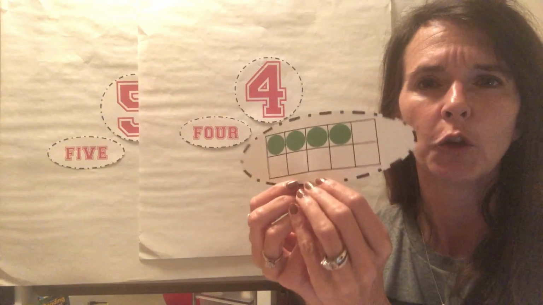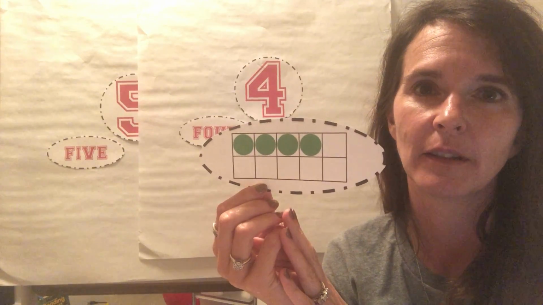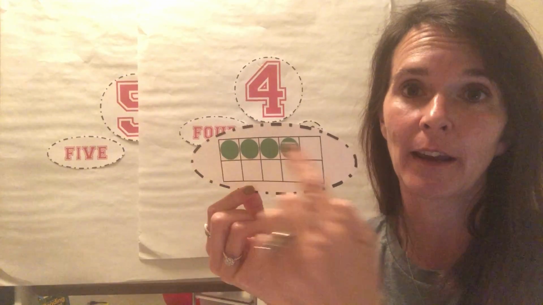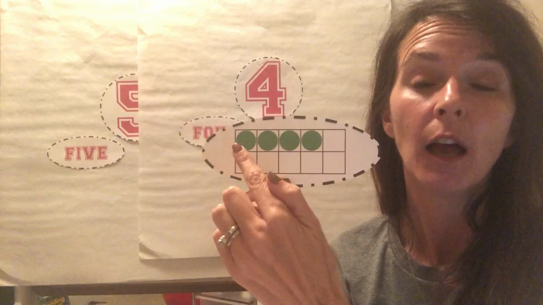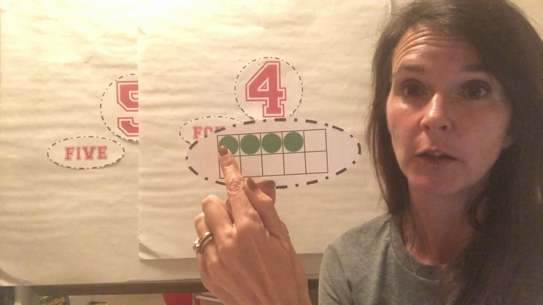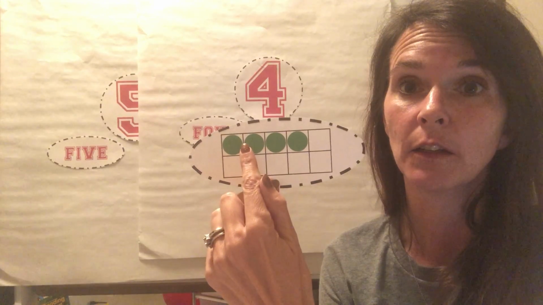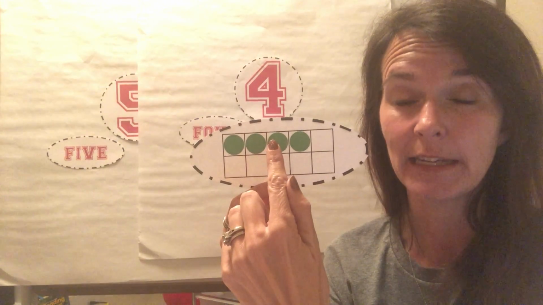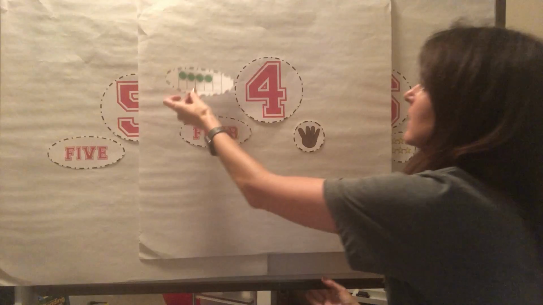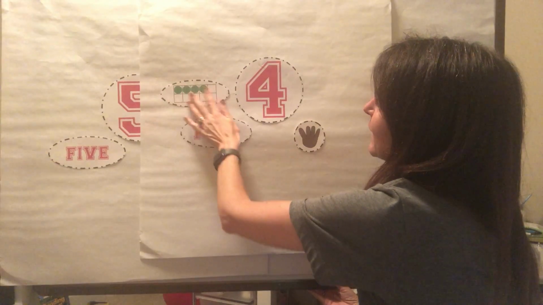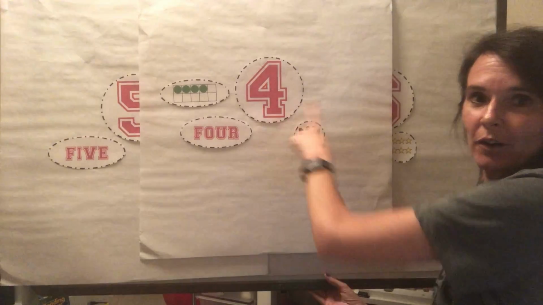Now, let's go to something a little trickier. Who remembers what this is called? This is a 10 frame. Okay, and we want to count the number of circles in the 10 frame. So let's count together. 1, 2, 3, 4. So what poster should I put it on? Number 4. Here we go. It's on poster number 4.